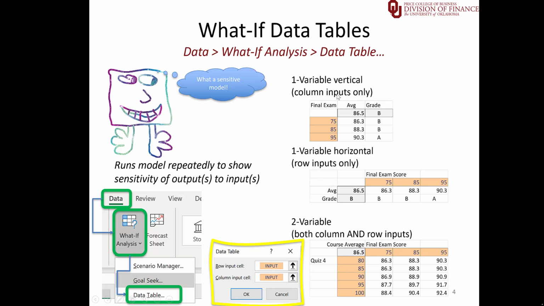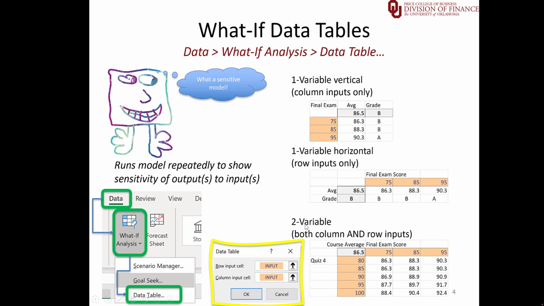So let's apply that to the 1D tables. The one that only has columns of inputs, I would actually put those in the column input cell. And the one that only has rows of inputs, I would only put in the row input cell. Now, believe it or not, I spent 22 years not remembering which was which. I would take these and plug it into the row input cell and it wouldn't work. And I'd say, okay, that must be wrong. Let me go back and plug it into the column input cell, and it would work.